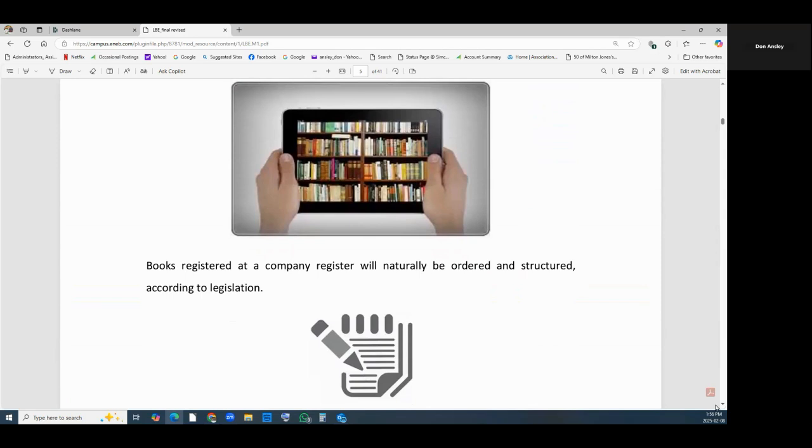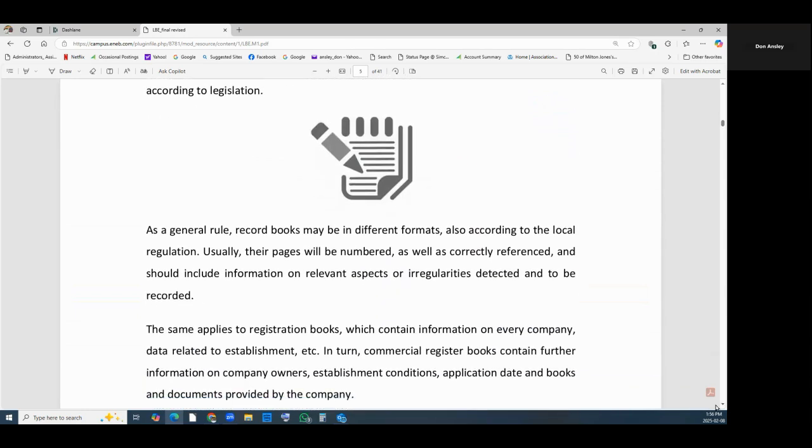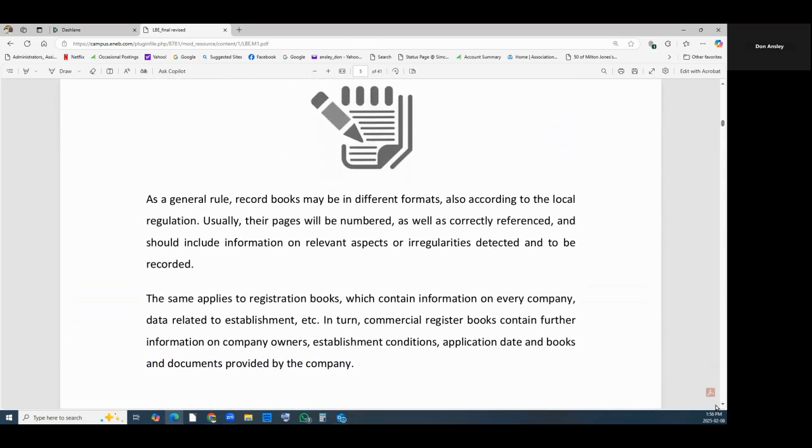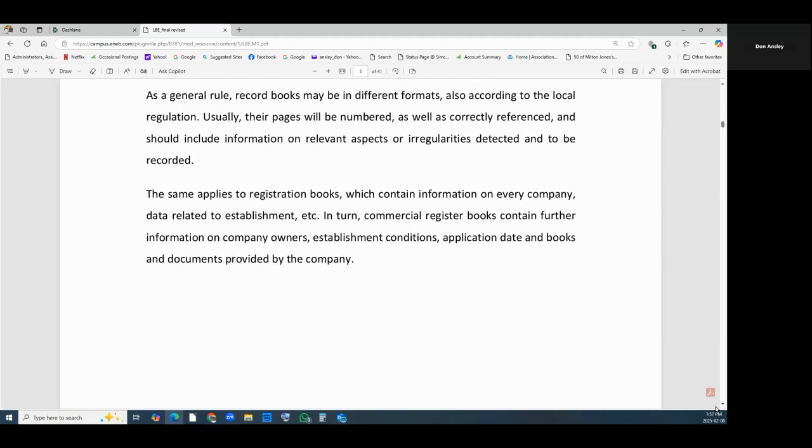Books registered at the company register will naturally be ordered and structured according to legislation, and as a rule, record books may be in different formats. Also, according to the local regulations, usually their pages will be numbered as well as correctly referenced and should include information on relevant aspects or irregularities detected and to be recorded. The same applies to registration books, which contain information on every company, data related to establishment, etc. In turn, commercial register books contain further information about company owners, established conditions, application dates, and the books and documents provided by the company.